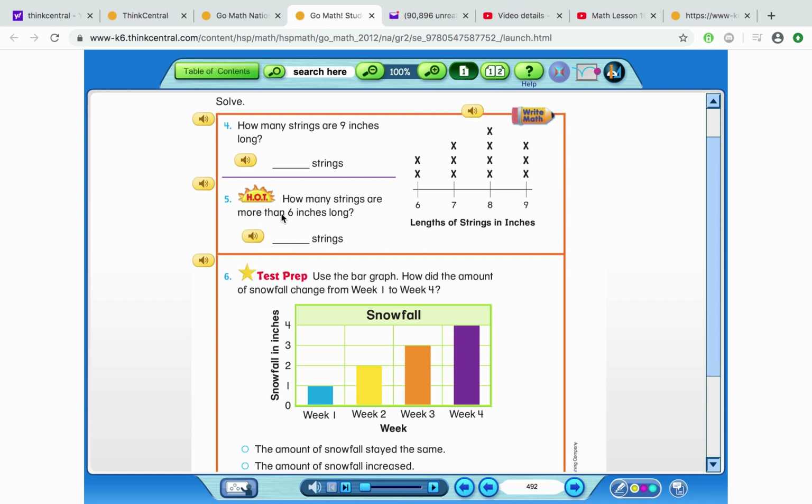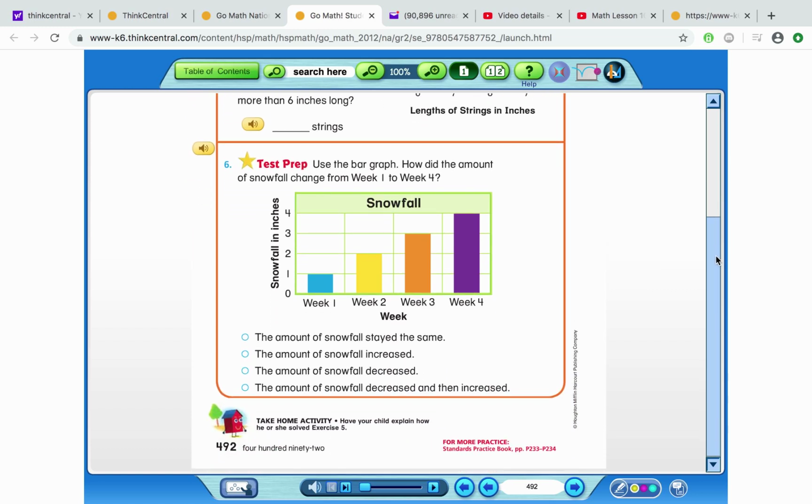How many strings are more than 6 inches? Not 6 inches, but the hot problem is more than 6 inches. So it's either going to be 7, 8, or 9. You're going to want to join that information together.